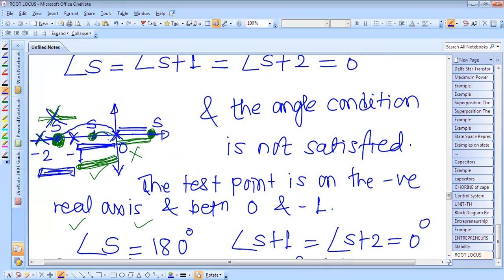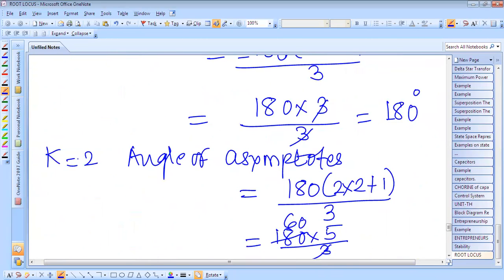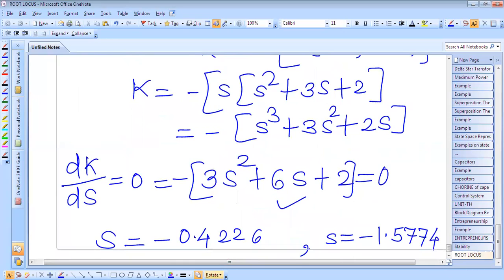So what should be the breakaway point? It must have a value between 0 and minus 1. This is the value between 0 and minus 1, and this is not a value between 0 and minus 1. Therefore, this is a valid breakaway point, and this is not a valid breakaway point. Okay. So the breakaway point must lie on the root locus between 0 and minus 1. So it is clear that s is equal to minus 0.4226 corresponds to the actual breakaway point.